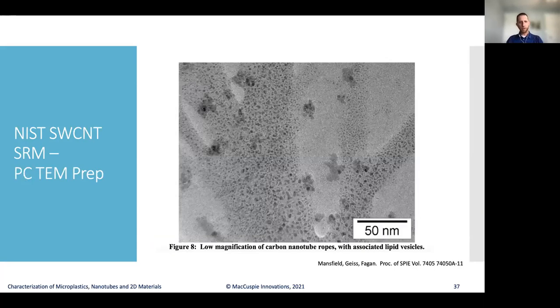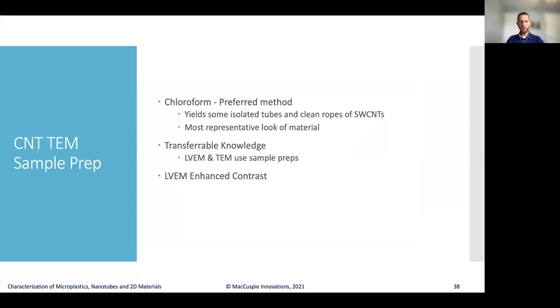Looking at some of the other techniques, for the phosphatidylcholine, a low magnification image of the carbon nanotube ropes is presented here, and you can see a lot of associated lipid vesicles. So this was not quite as effective a sample preparation as some of the other approaches studied. Again, their conclusion was that the chloroform preparation is the preferred method. It yields some isolated tubes and some clean ropes and provides the most representative look of the material.